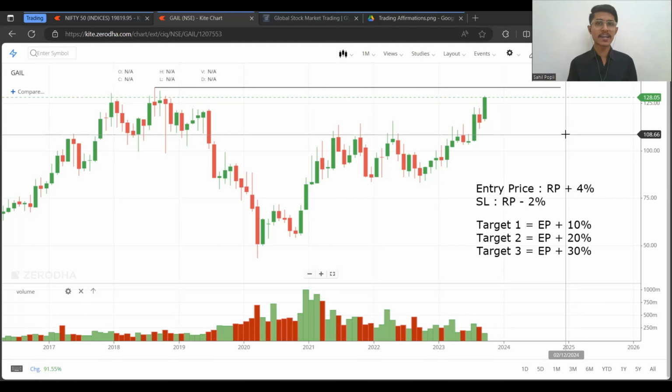So the best practice which we can follow for these kinds of stocks, where we have immediate resistance on the upper side, is to wait for further confirmation of that particular cup breakout, so that we can actually execute the trade, right?